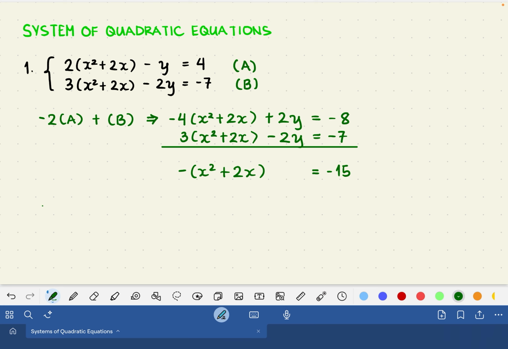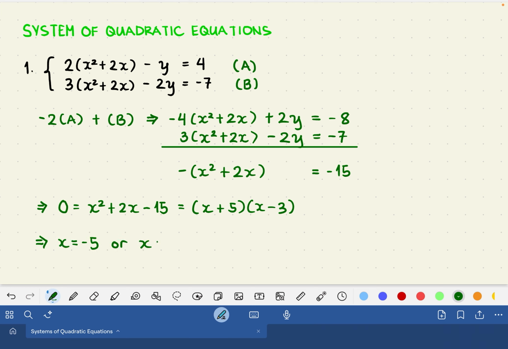Now let's simplify this one. First, note that we can move this expression to the other side to obtain 0 equal to x squared plus 2x minus 15. Solving this quadratic equation, it is easy to see that the quadratic expression on the right factors as x plus 5 times x minus 3. So clearly, to satisfy this equation, we have either x equal to negative 5 or x equal to 3.